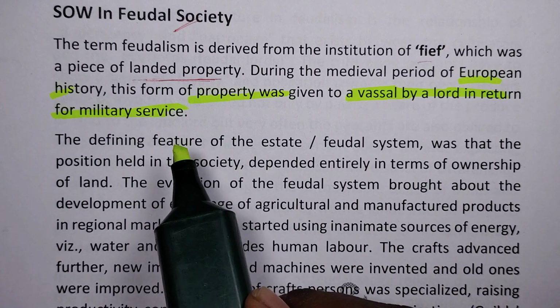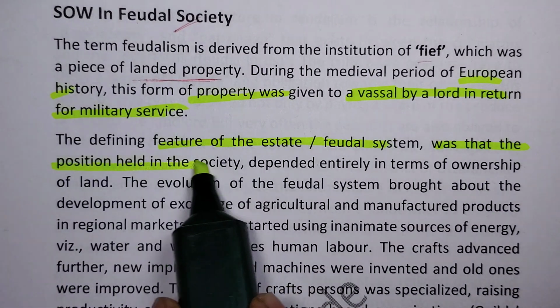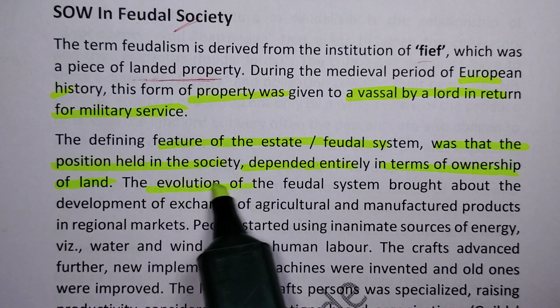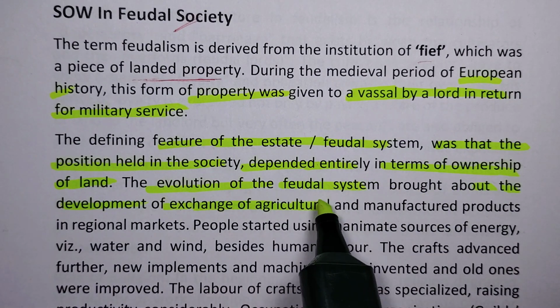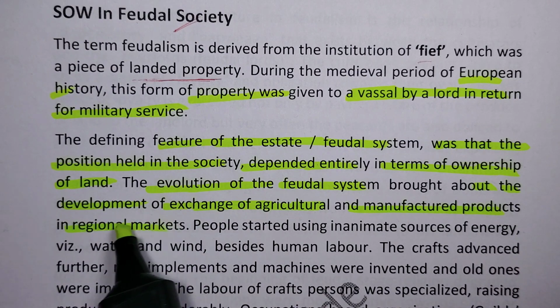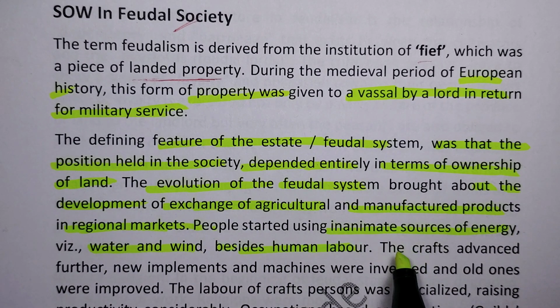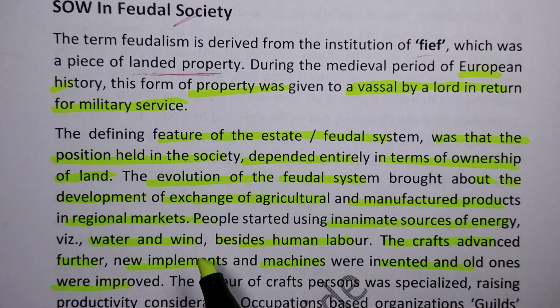The defining feature of the feudal system was that the position held in society depended entirely on the terms of ownership of land. The evolution of the feudal system brought about the development of exchange of agricultural and manufactured products in regional markets. People started using inanimate sources of energy, water and wind, besides human labor. The crafts advanced further. New implements and machines were invented and old implements were improved.